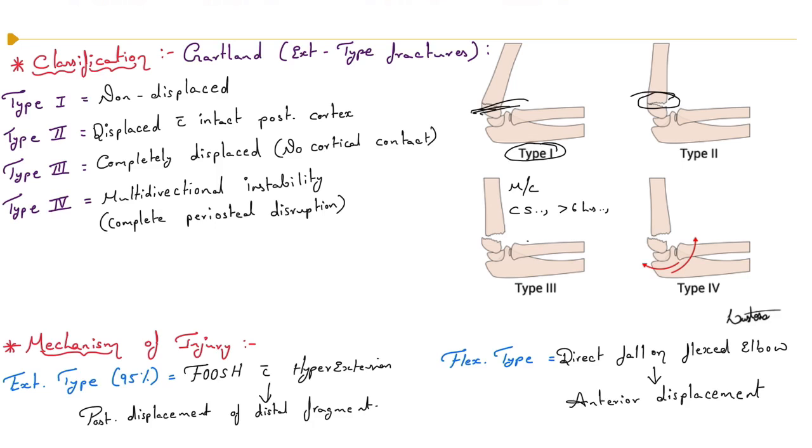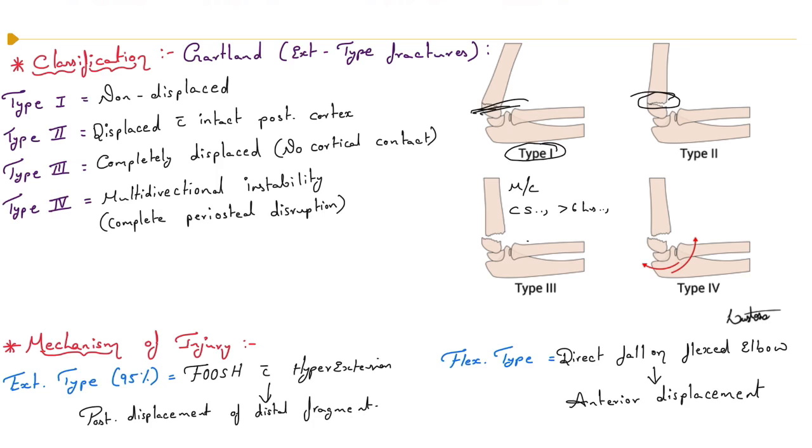Most commonly, this is a very emergency condition, because if you are not taking care of this fracture, not doing immobilization, not doing any reduction, then after greater than 6 hours the patient can get compartment syndrome. So that's why type 3 is a very severe condition.